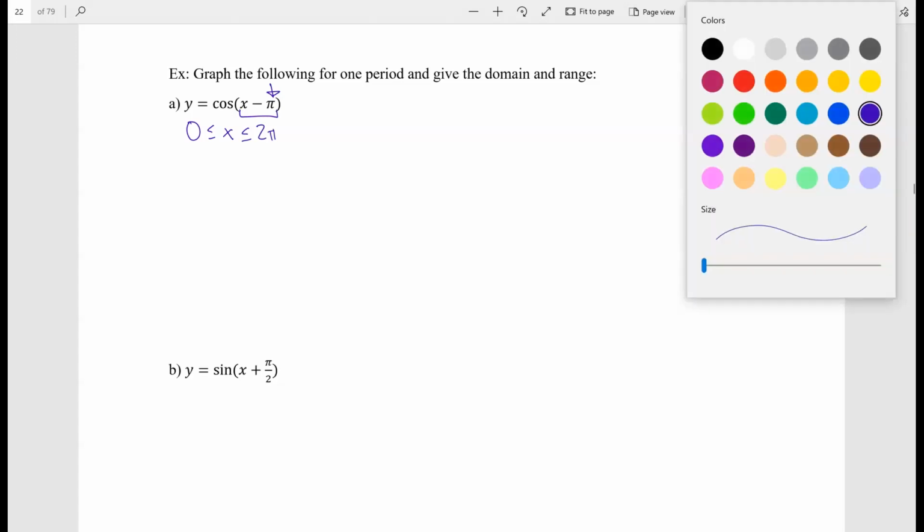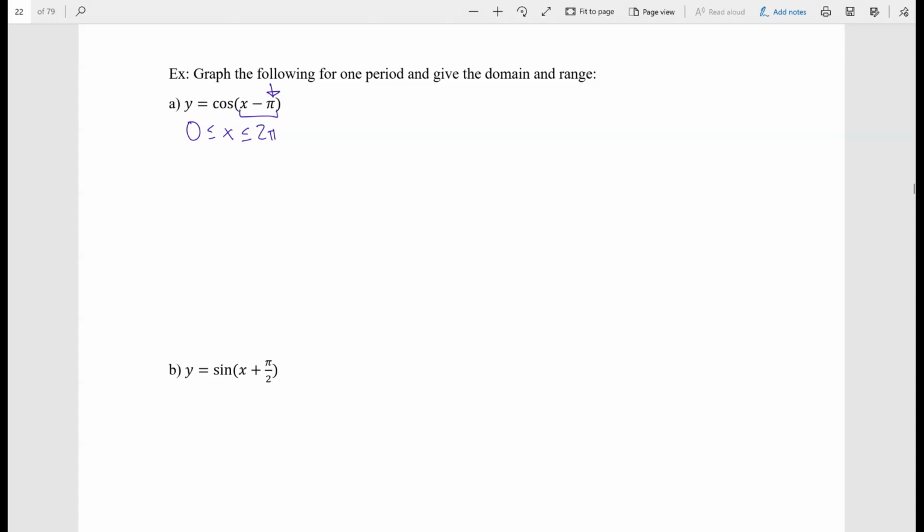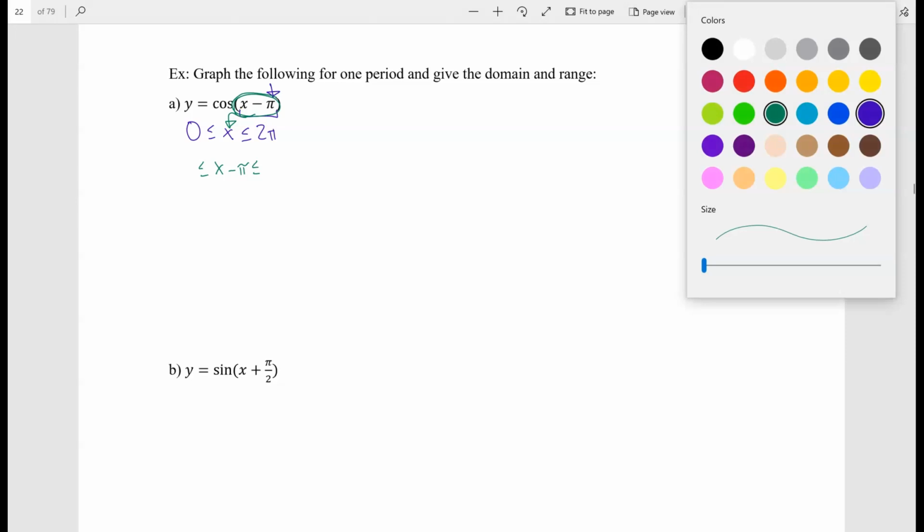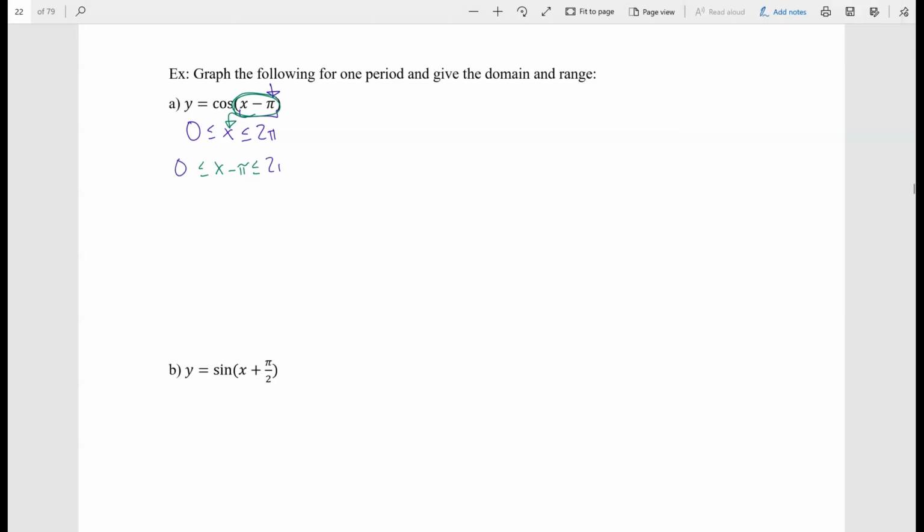Now what I'm going to do is plug the argument that's on the inside into the x. So I'm going to have x minus pi on the inside. On the outside, nothing has changed; it's still going to be from 0 to 2 pi. Then I'm going to add pi, because I have to solve for x. So I'm going to add pi to all 3 sides. So you have x less than or equal to pi over here, and then over here, 3 pi.